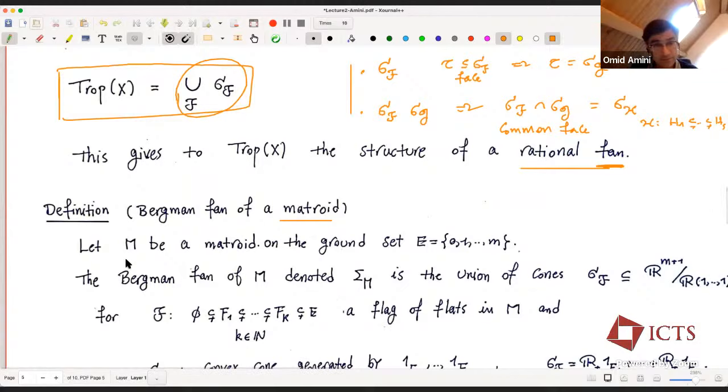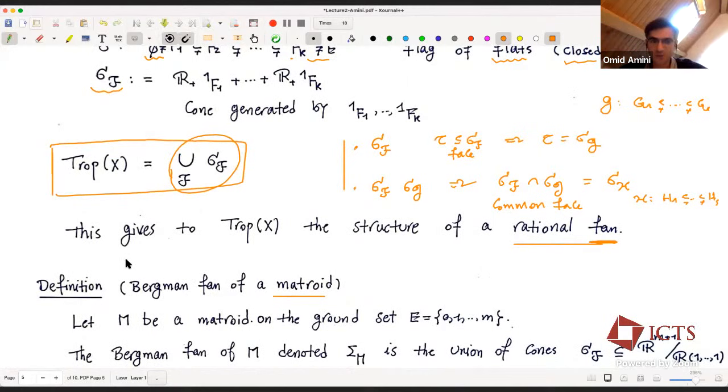Why is it a rational fan? I mean, your hyperplanes are not defined in terms of rational coordinates. No, no. The hyperplanes are defined over some field, but the tropicalization is defined over R. And in R, you have integers. But this is a cone which lives inside some R^(n+1) divided by R(1,1,...,1). So you look at the rational vectors inside that vector space. And this is rational with respect to those rational vectors. It means that the rays which generate each of the cones are rational.